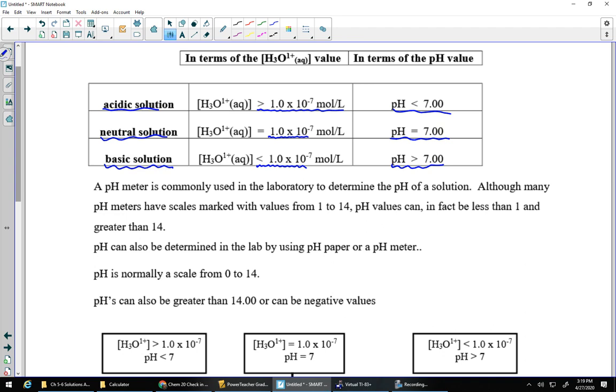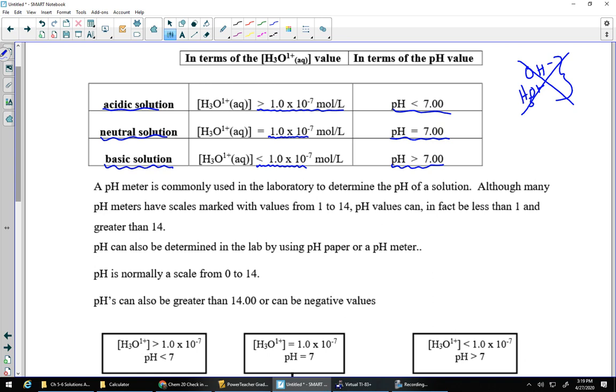And one thing from that previous section on page 14 to 16 that we should have known is that even neutral substances have some OH and some H3O. It's just their concentrations cancel each other out perfectly. So even neutral substances have that.